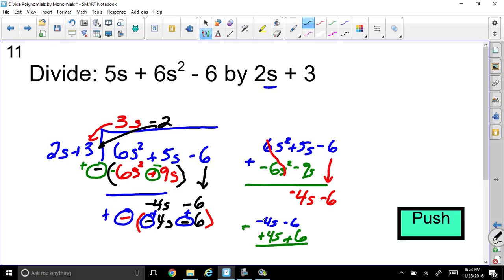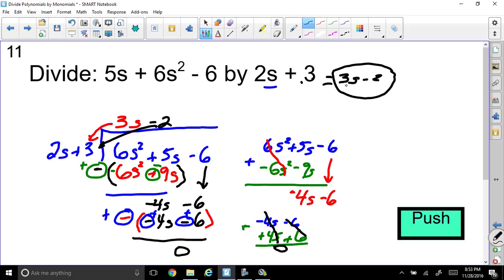So negative 4s plus positive 4s cancels itself out to 0. Negative 6 plus positive 6 also cancels out, leaving me with no remainder, a 0. So this gives me a 0, and I am now done. My answer looks like it's going to be 3s minus 2. And I'm going to write that right up here, 3s minus 2. And you can check that by foiling 3s minus 2 times 2s plus 3. See if that'll give you 6s squared plus 5s minus 6.